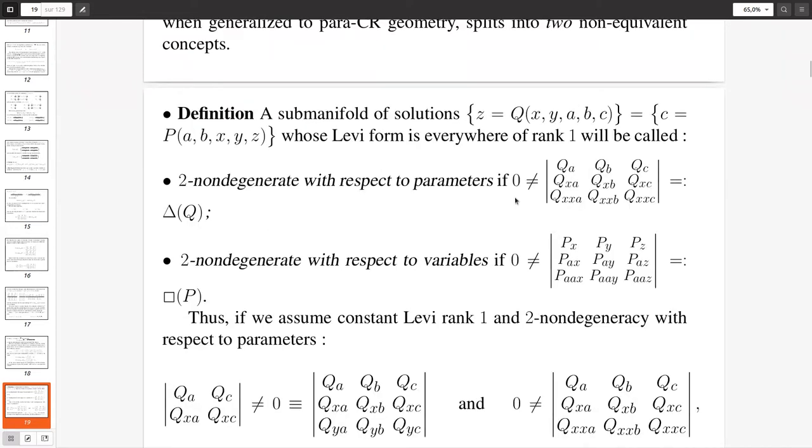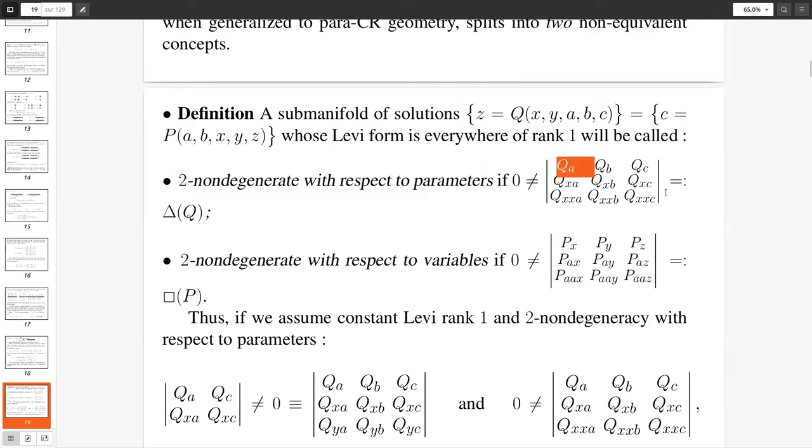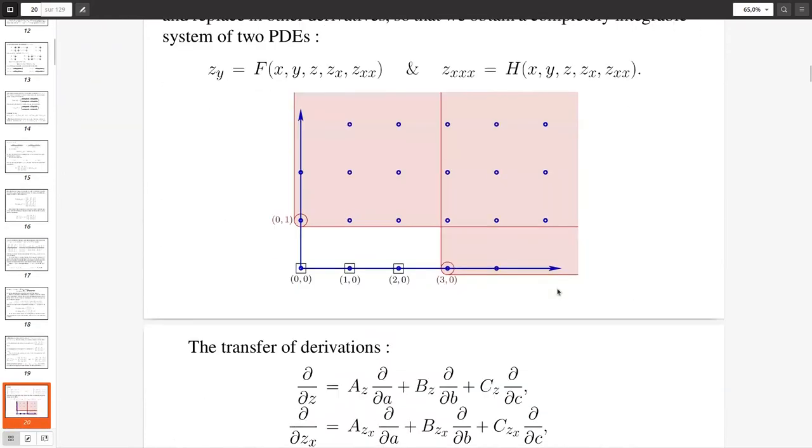And then we are led to introduce two definitions. We say that if the Levi form is degenerate everywhere of rank one, then the manifold of solutions is too non-degenerate with respect to parameters if the matrix Q with the third order derivatives on the bottom is invertible. And the same, too non-degenerate with respect to variables, if the analogous matrix with the P instead of the Q on the bottom is invertible. And then I skip some details, okay?